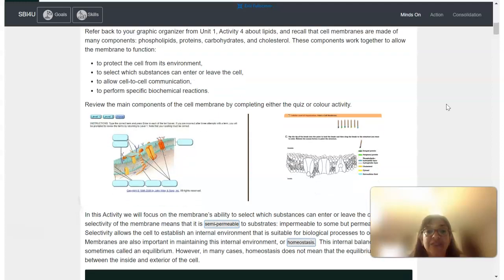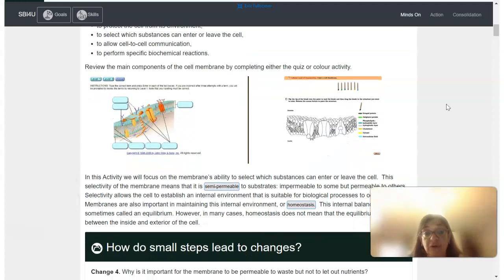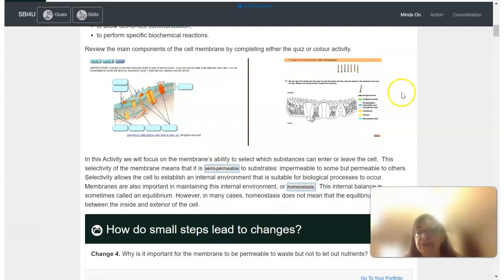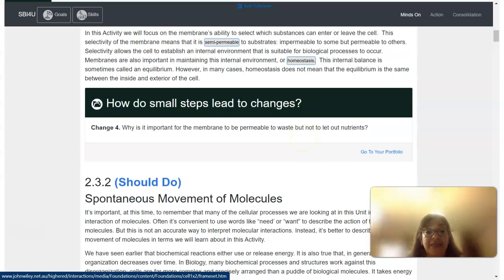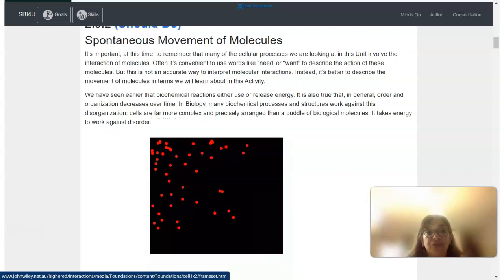So understanding and remembering the structure of the cell membrane, I'm sure that you have already studied this in grade 11, but this is a good reminder of the phospholipid bilayer and the proteins that shield the polar substances from the tails and allow them to pass. It's just a refreshment of your prior knowledge.